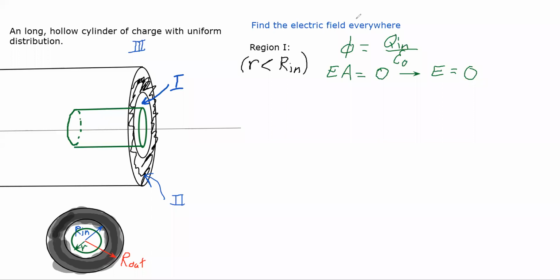Now let's look at region 2. When I talk about region 2, I'm talking about when Rn is less than r, but r is less than R out. I'm going to have to redraw my Gaussian surface. I have to be really careful how I do this.